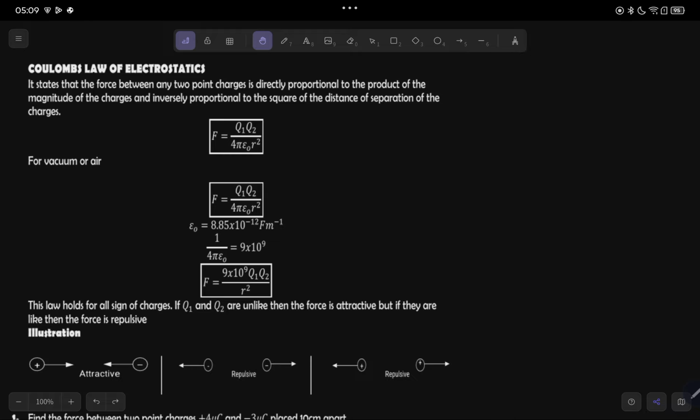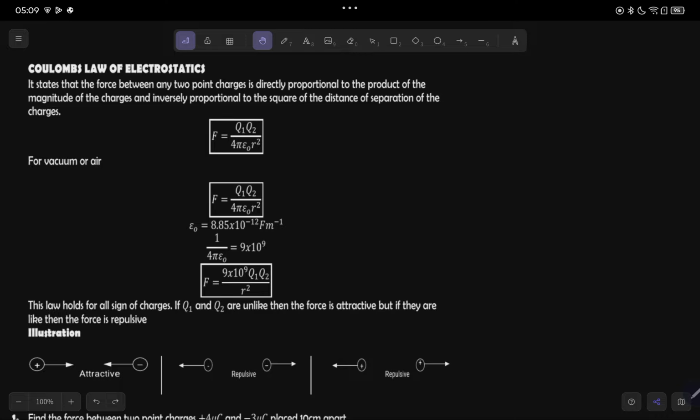The notes I'm using were formulated by Onyate Justin Edmond, so we give him the credit for the wonderful notes that we have chosen to use throughout the topic of electrostatics.